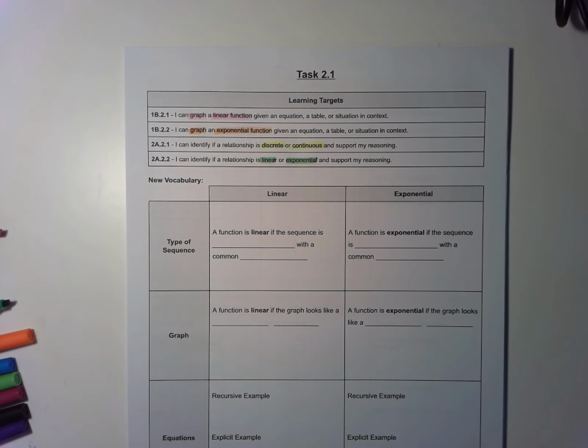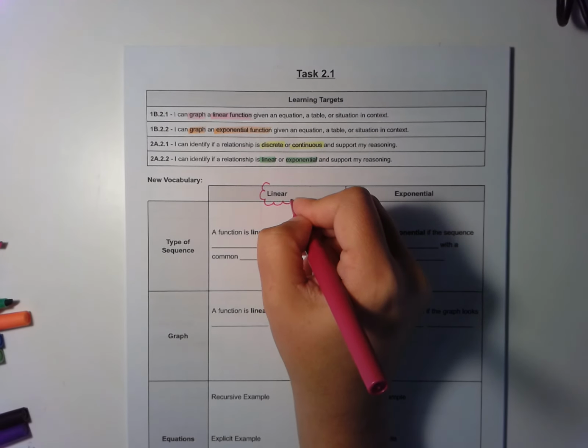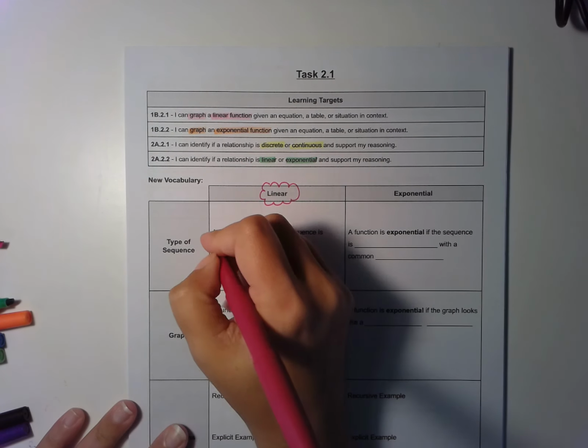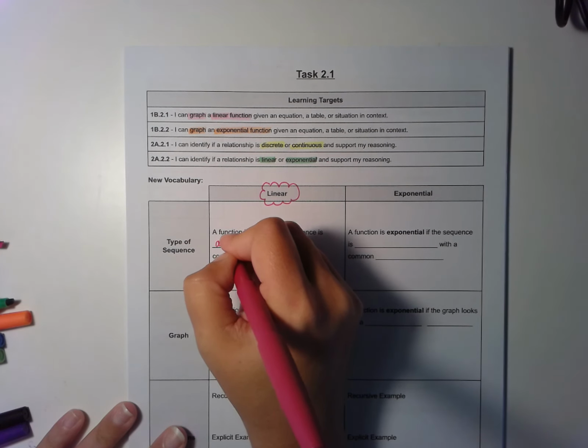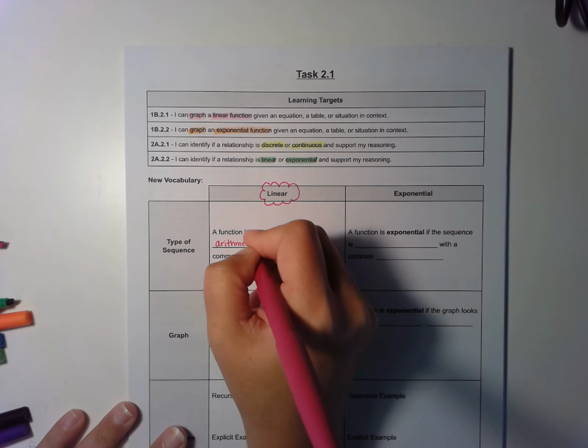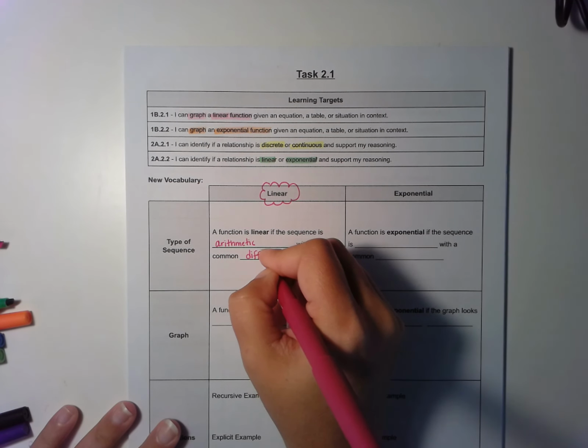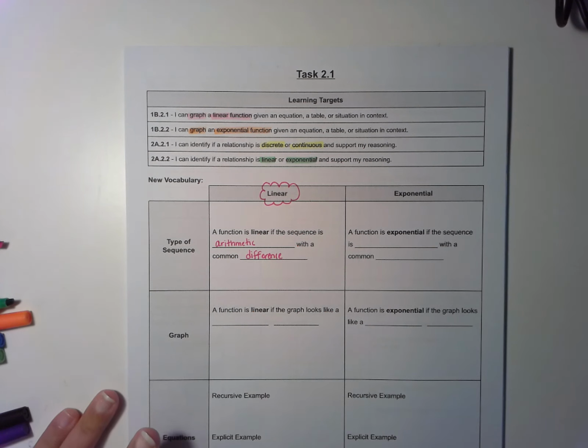So the big new vocabulary words for this unit are the words linear and exponential. Let's talk about linear functions first. A linear function is a sequence. A function is linear if the sequence is arithmetic with a common difference. So what I want you to think about is linear as being a new name for an arithmetic sequence. Sometimes instead of calling it arithmetic, we call it linear.